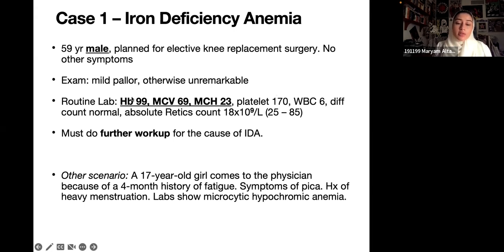Routine lab, his hemoglobin is 9.9, which is very low, especially for a male. Remember, the normal for males is greater than 13.5, okay?